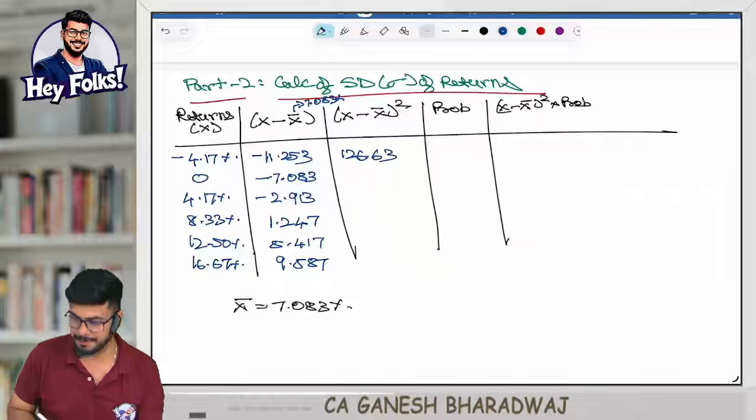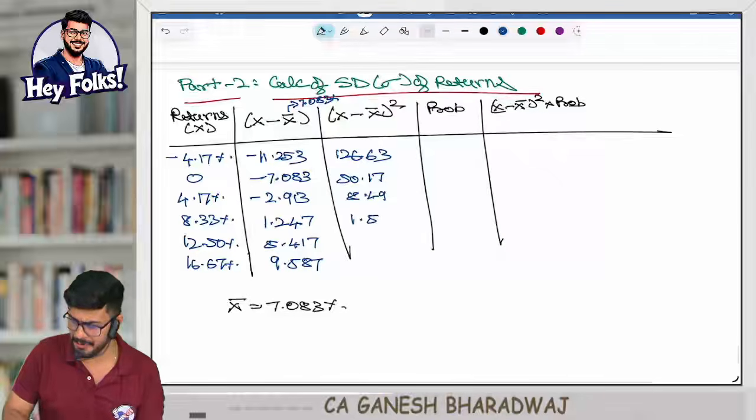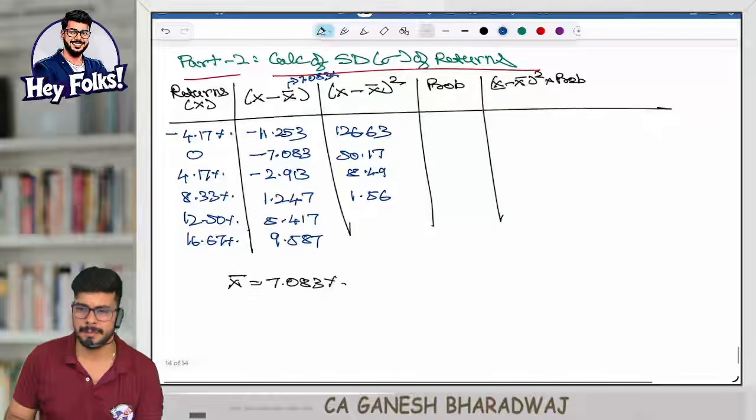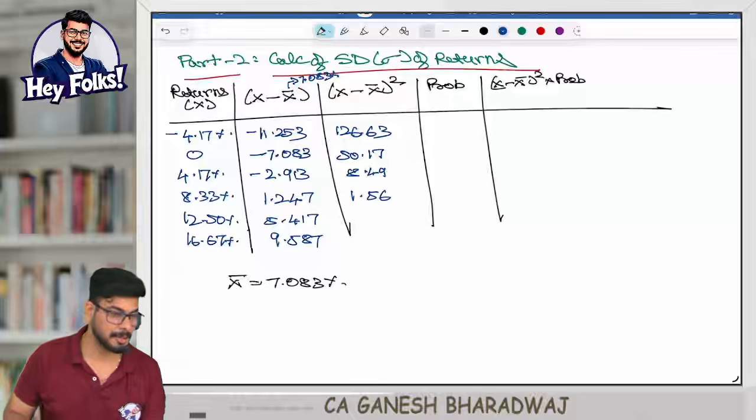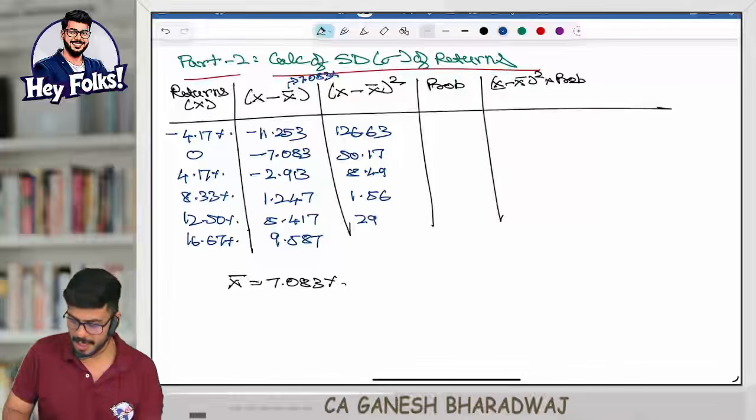126.63, then 50.17, then on 8.49, very good. Then 1.56, round it off. Yeah, then guys, give me the answers, come on. 29.34.